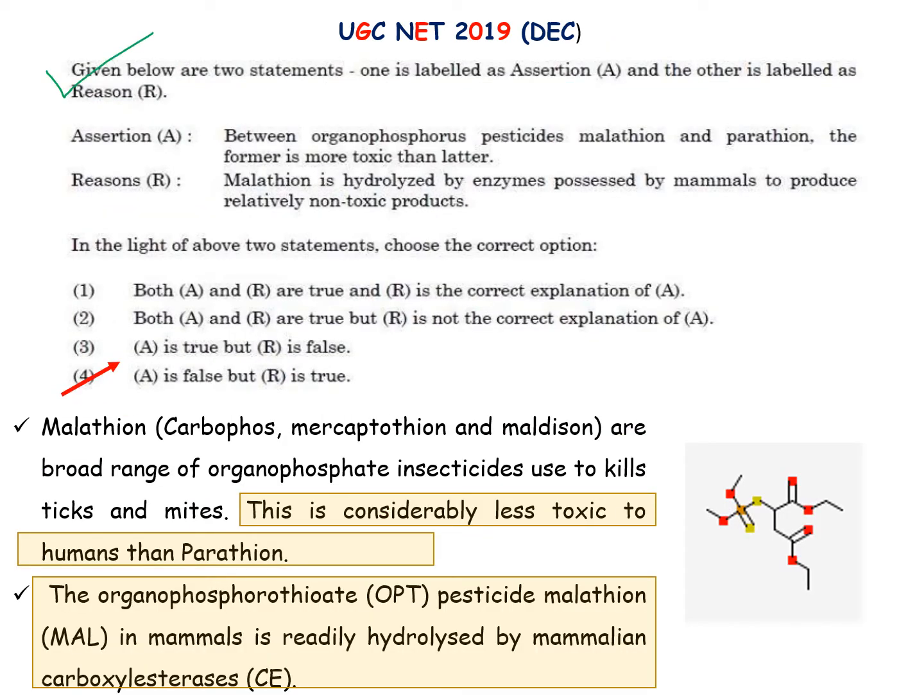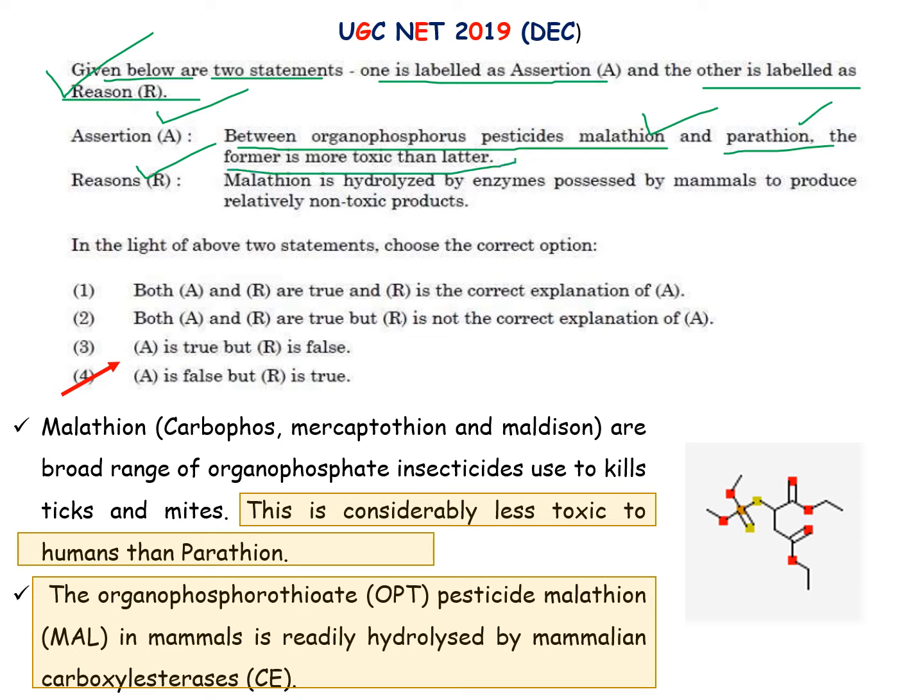The question gives two statements. One is labeled as assertion and the other is labeled as reasoning. In the assertion they have given that between the organophosphorus pesticides malathion and parathion, the former is more toxic than the latter. Means malathion is more toxic than parathion. The second statement is that malathion is hydrolyzed by the enzyme possessed by mammals to produce relatively non-toxic products. This is a very tricky question, you should remember it.